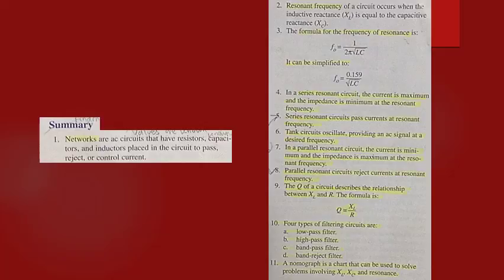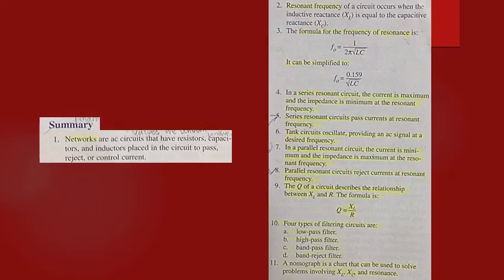Number four, in a series resonant circuit, the current is maximum and the impedance is minimum at the resonant frequency. Number five, series resonant circuits pass currents at resonant frequency. Number six, tank circuits oscillate, providing an AC signal at a desired frequency. Number seven, in a parallel resonant circuit, the current is minimum and the impedance is maximum at the resonant frequency. Number eight, parallel resonant circuits reject currents at resonant frequency.